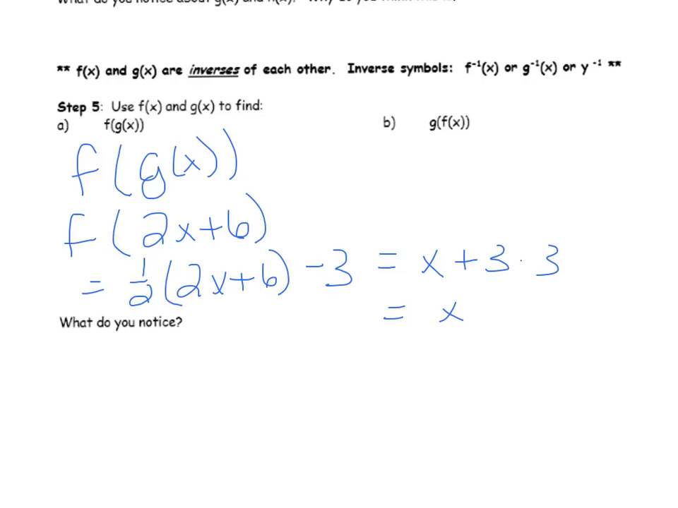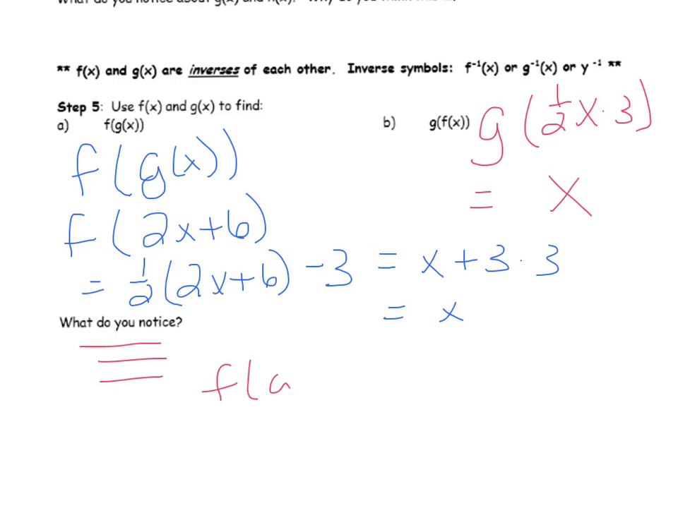Now go ahead and do the same thing for g of f of x. We want to take g of our initial function, 1/2 x minus 3, and see what you get. You should end up with x. So why do you think that is? Why do you think it happens that if we do f of g of x, we end up with x, and g of f of x, we end up with x?